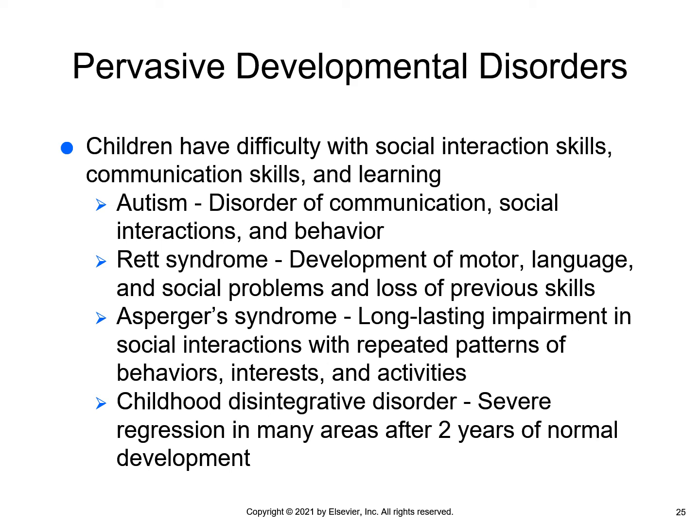Childhood disintegrative disorder is a period of severe regression in many areas after the child has 2 years of routine normal development. Both Rett syndrome and childhood disintegrative disorder appear after a time of normal functioning, whereas autism and Asperger's syndrome appear during the individual's infancy.